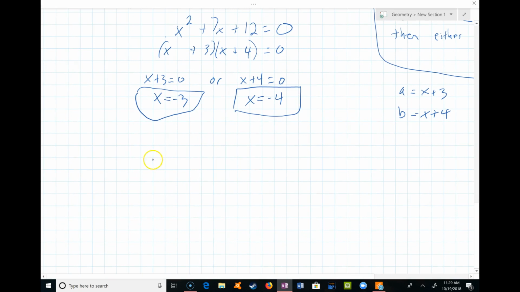So let's look at a couple more. Let's say we have x squared plus 8x plus 15.